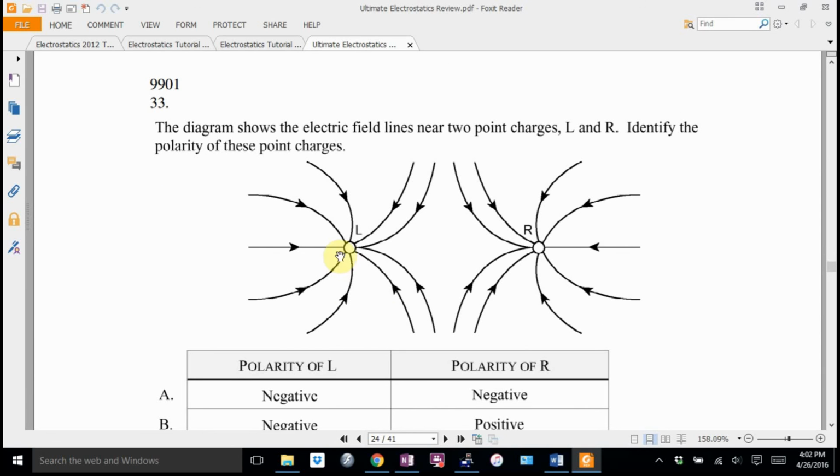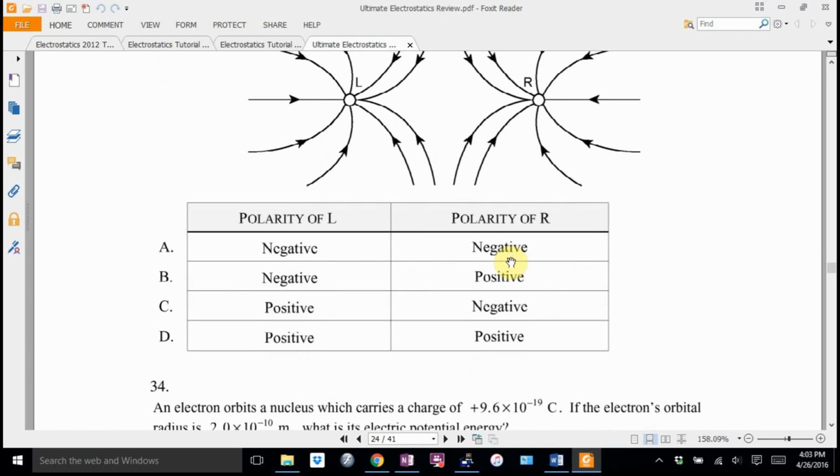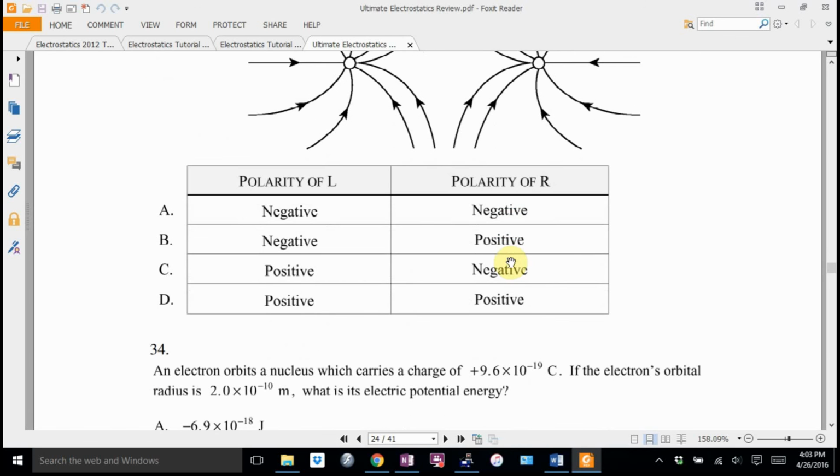By the way, is charge L negative or is charge L positive? How do you know? How about this one here? Are you positive? I mean negative? Oh, yeah, okay. Both of these must be negative. That might be a nice way to do an electric field multiple choice question.